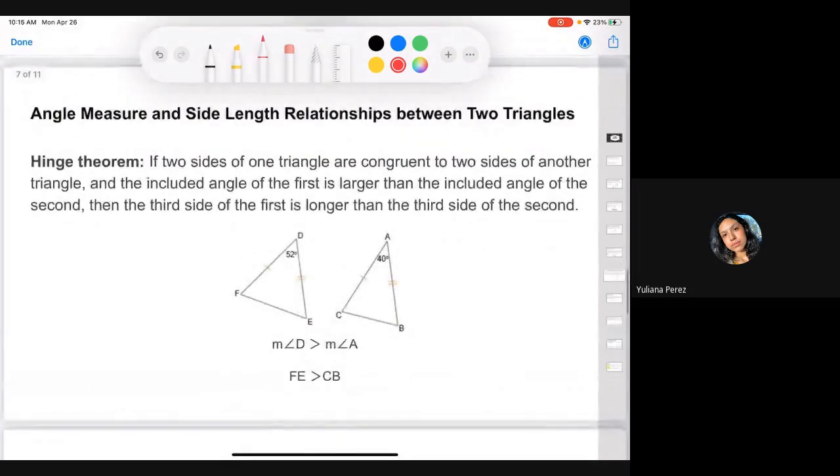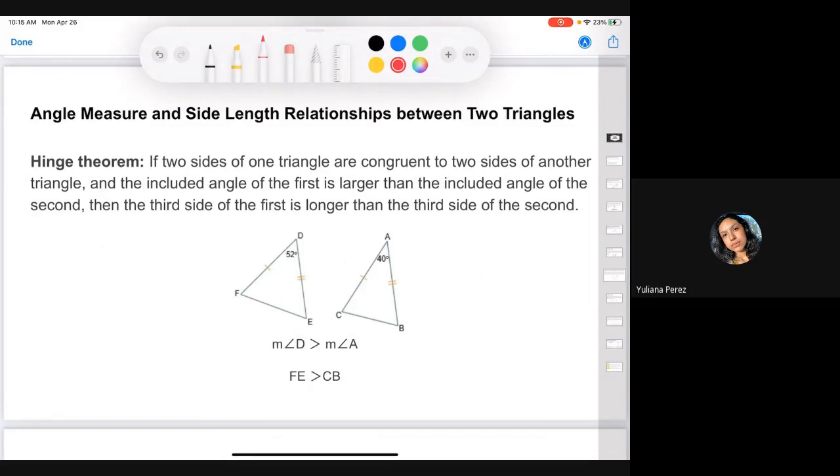Okay. The last theorem we're going to look at is the hinge theorem. This basically says if 2 sides of one triangle are congruent to 2 sides of another triangle, and the included angle of the first is larger than the included angle of the second, then the third side of the first is larger than the third side of the second.